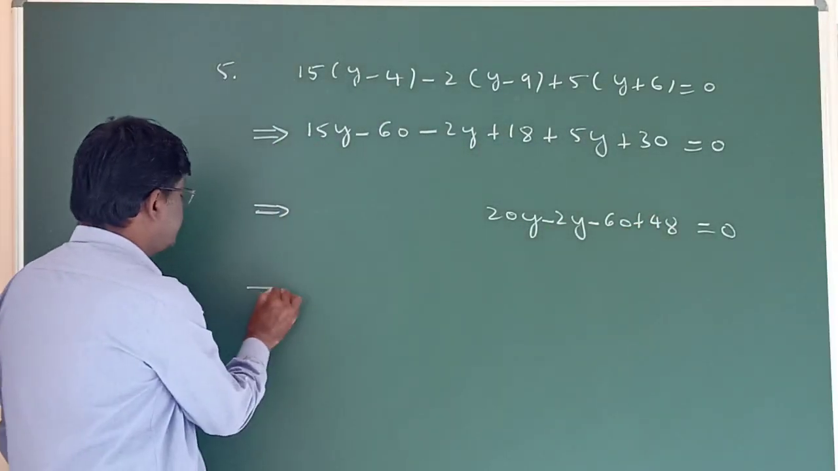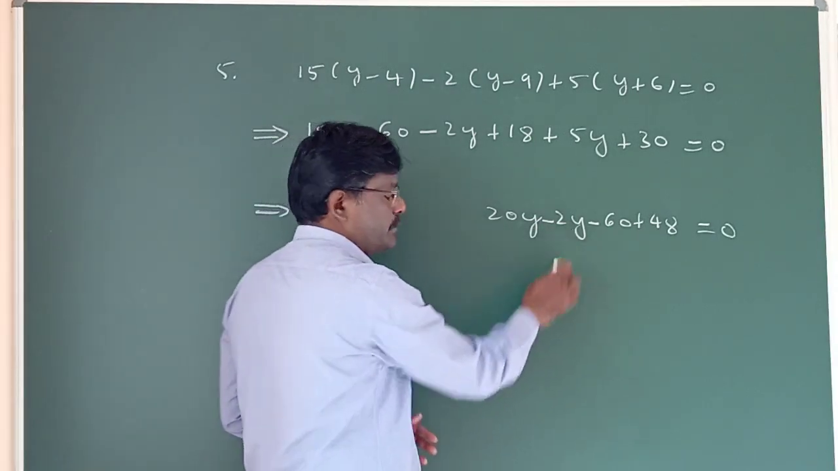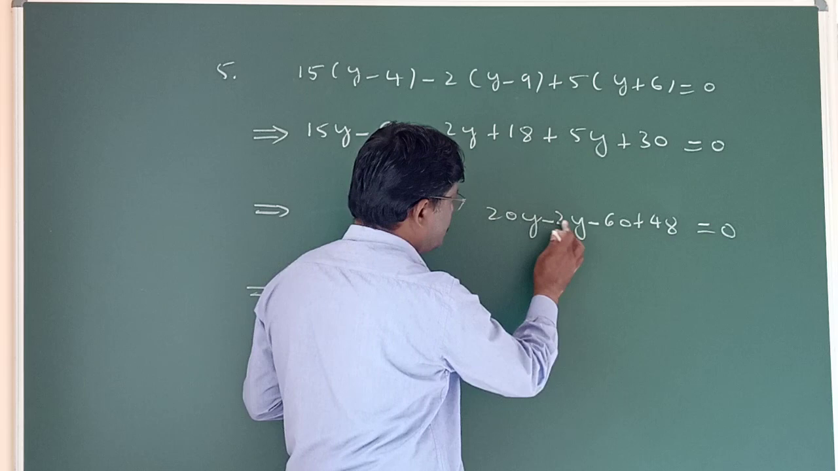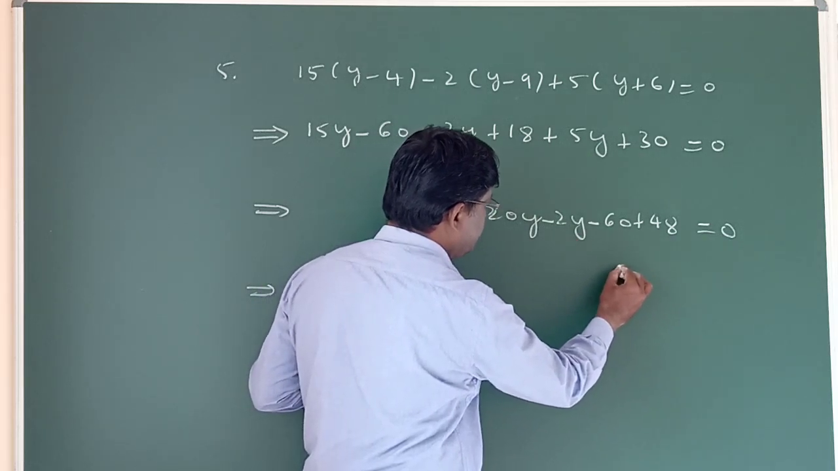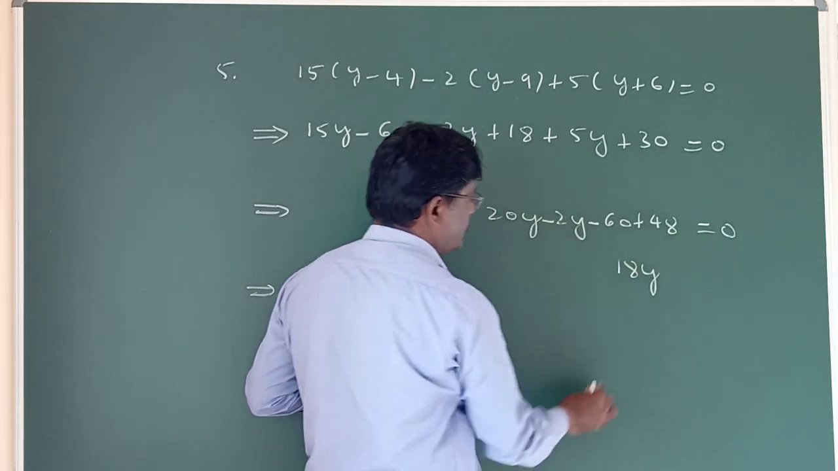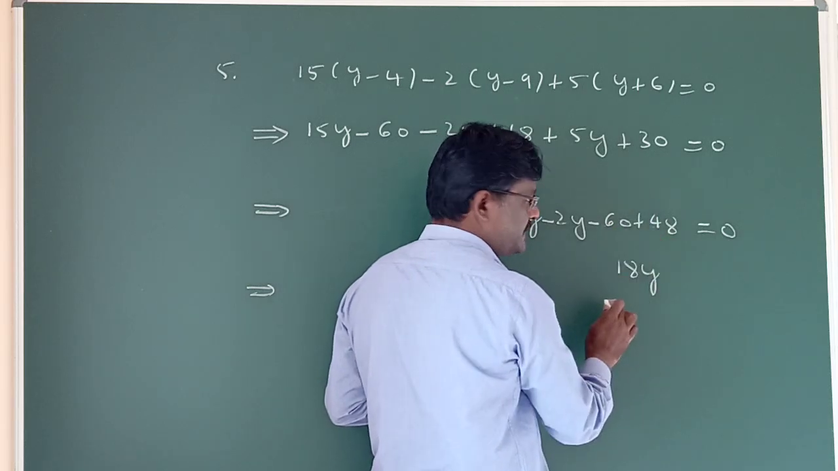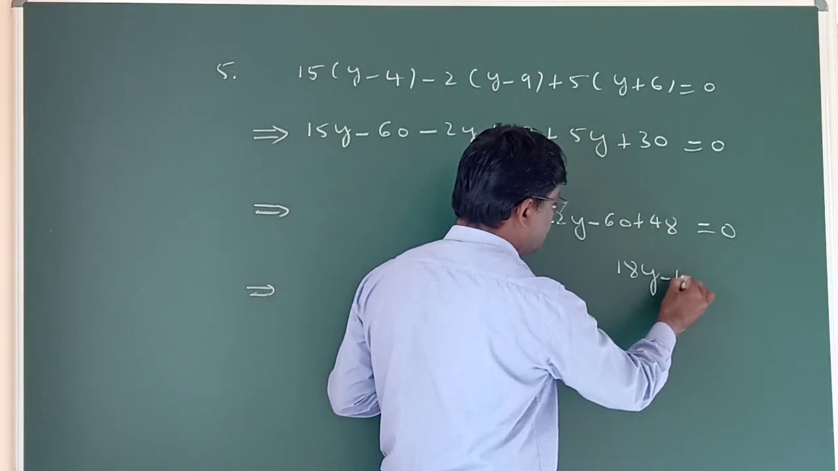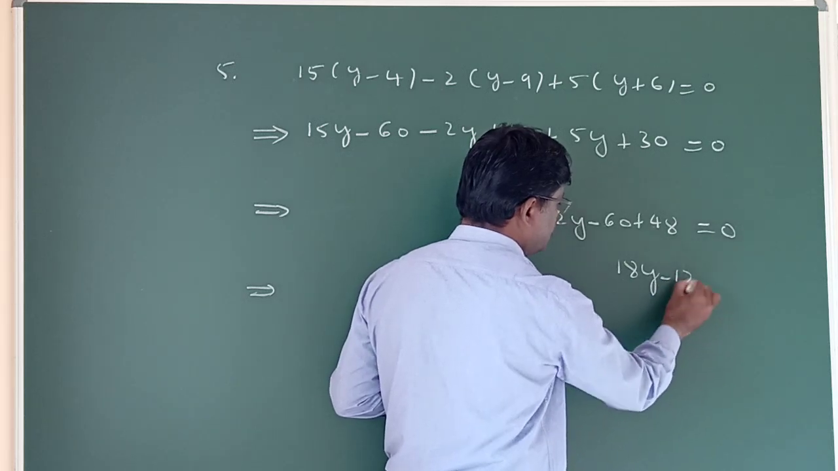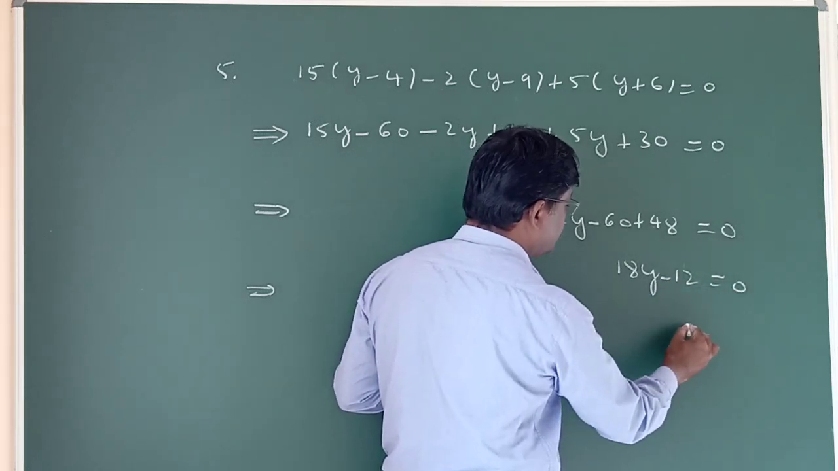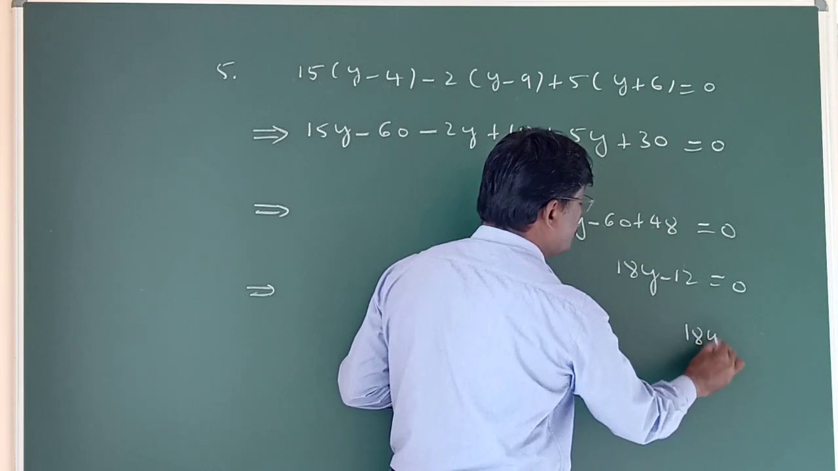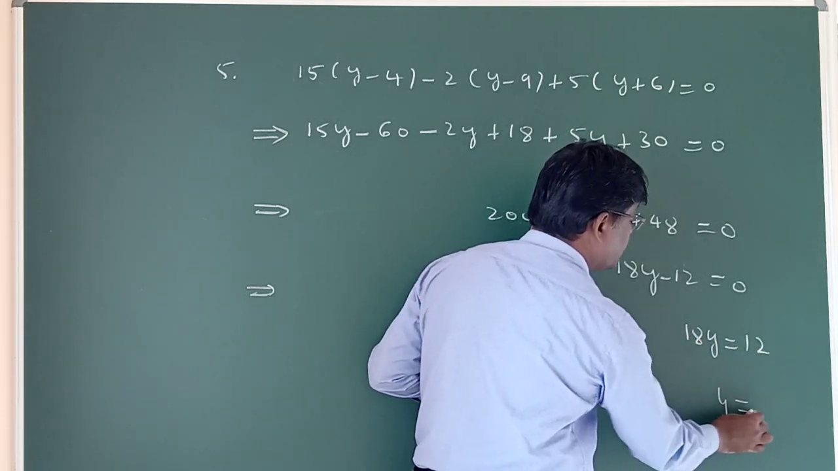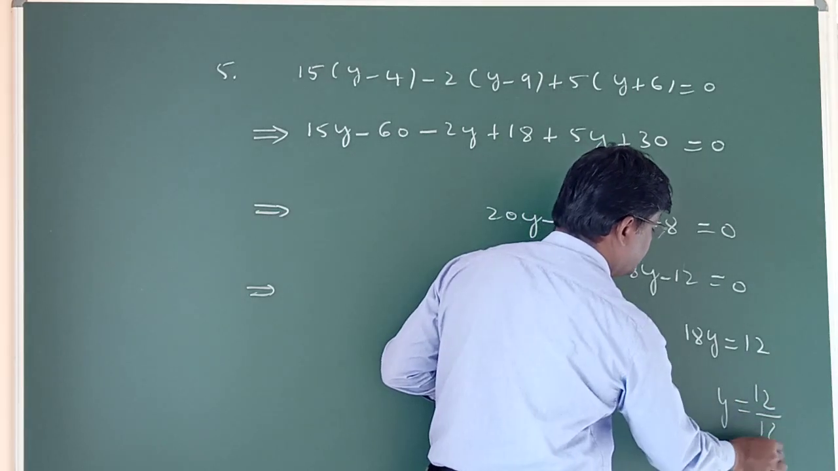This implies 20y minus 2y. Like terms with opposite signs, therefore get the difference. It is 18y. Then minus plus, signs are different. Constants, get the difference. It is what? Minus 12 equal to 0. Therefore, this implies 18y equal to 12. This implies y equal to 12 by 18.